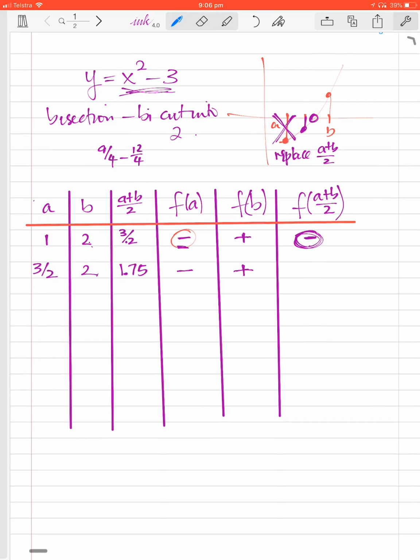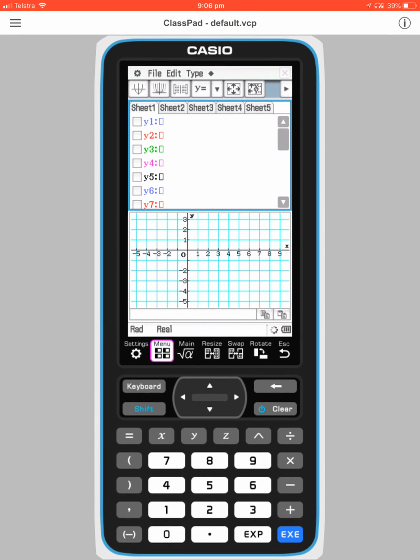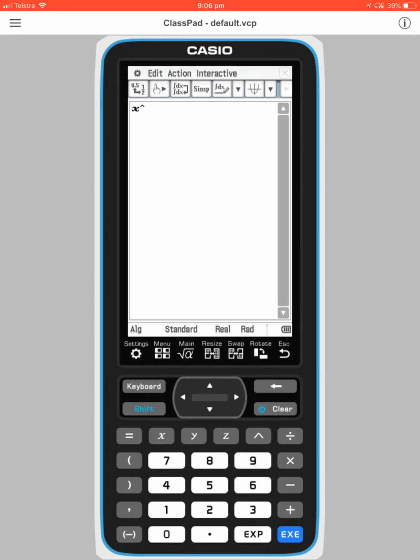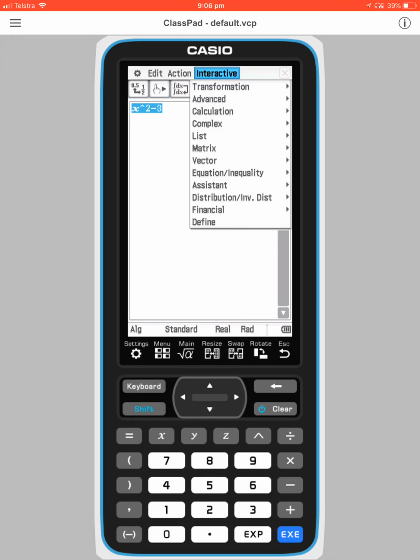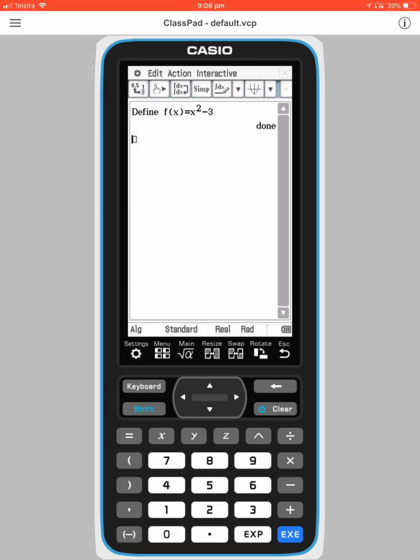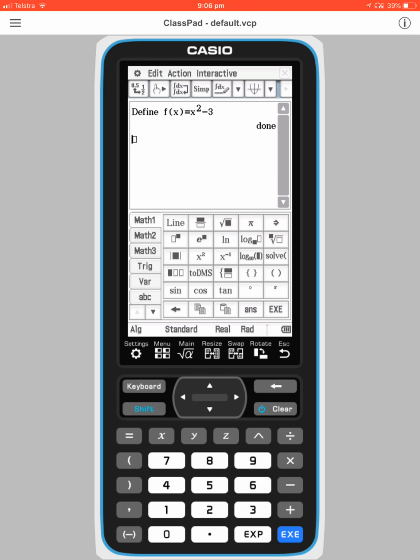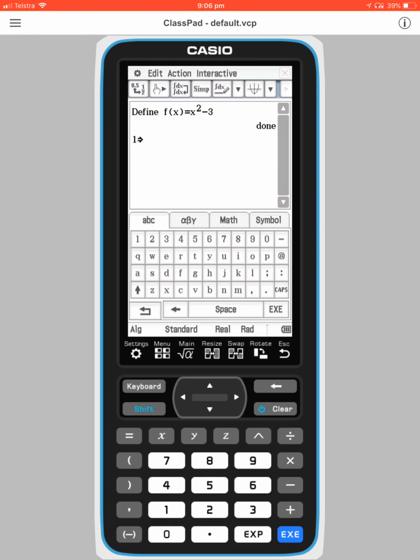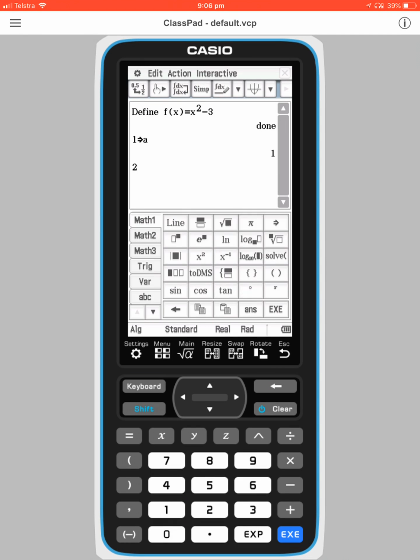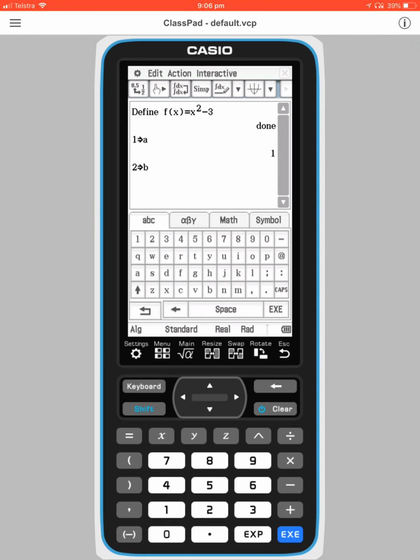Now what I'm going to do is show you the easiest way to do it, which is on the calculator. Okay, so our function is x squared minus 3. I define that to be f of x. I then want to store my left-hand value, which in this case is A, and it starts off being 1. This little arrow means store. So I want to store 1 into A, and I want to store 2, my original value, into B.